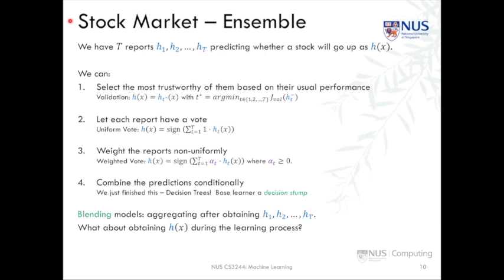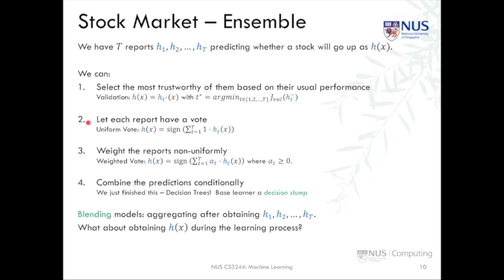How can we combine several different classifiers together? There are several different ways. We could pick the most trustworthy of them based on their usual performance. That's what we have been doing through the use of validation. We just have several different runs, and for each of the models, we just select the one that works the best.